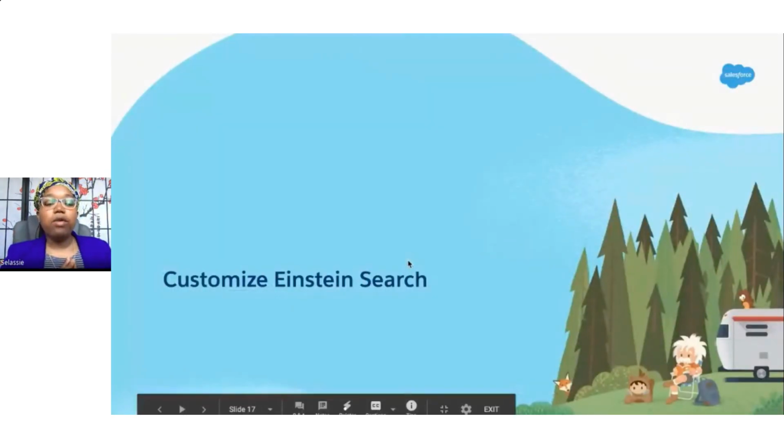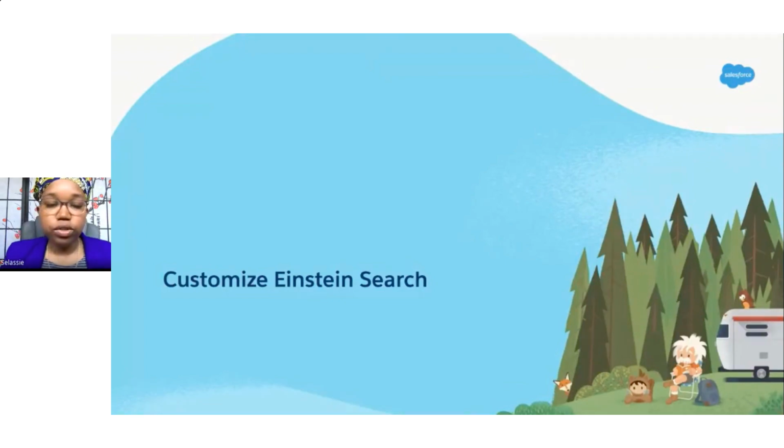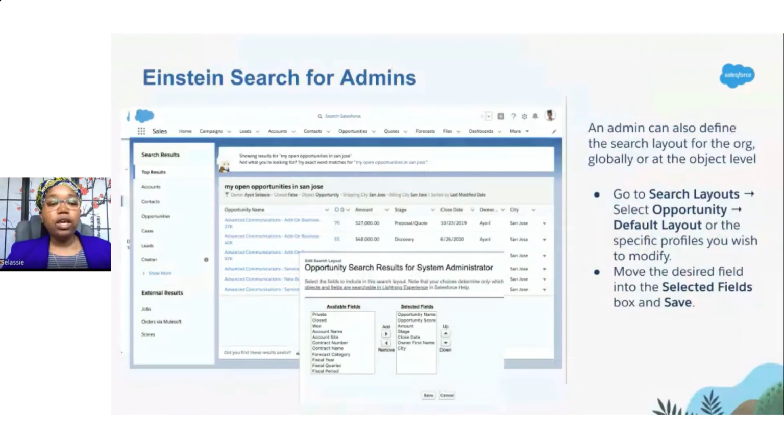Now let's talk about how we can customize Einstein Search. So when we searched for My Open Opportunities in San Jose, we were provided with a list view that we could engage right there on the screen. But here you see different fields at the very top. So opportunity name, amount, stage, close date. If you want to change what shows up in those list views when you search, you can actually change it on an object by object basis.